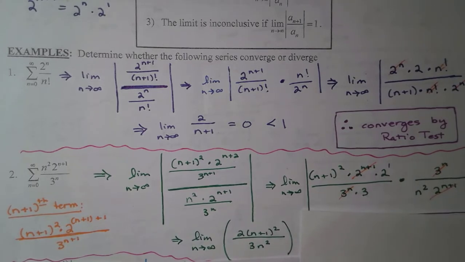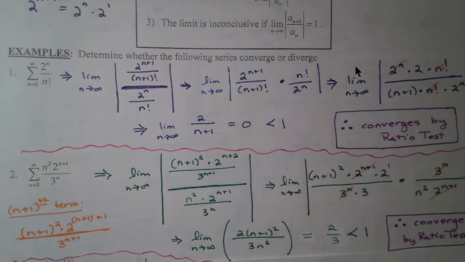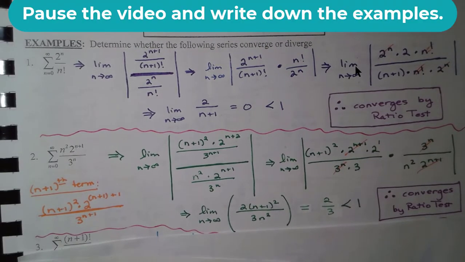Now, what is happening here? Well, notice that this is n plus 1 quantity squared, this is n squared, so my degree is equal on top and bottom. So the limit as n goes to infinity is 2/3, which is less than 1. So my series converges by the ratio test. Okay, pause the video and take a moment to write down these two examples.